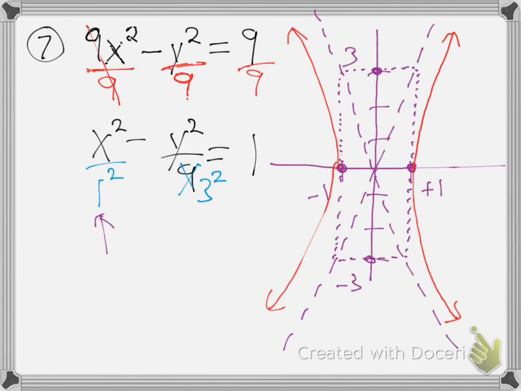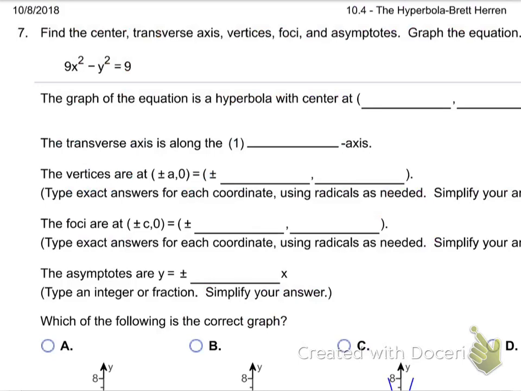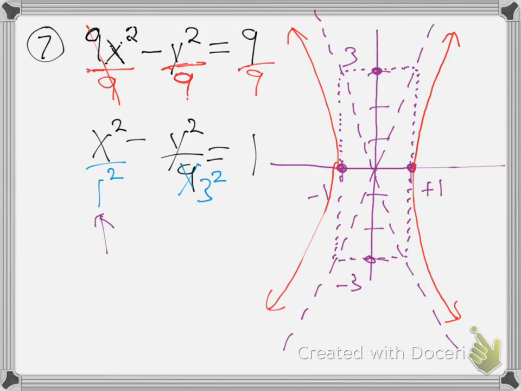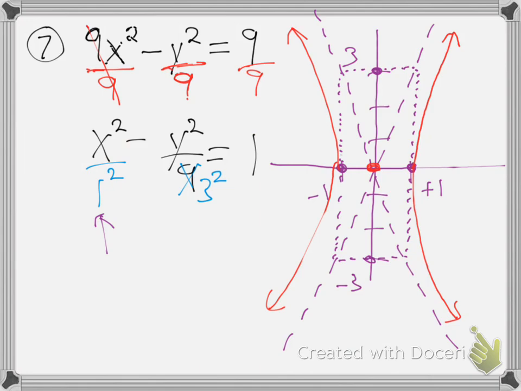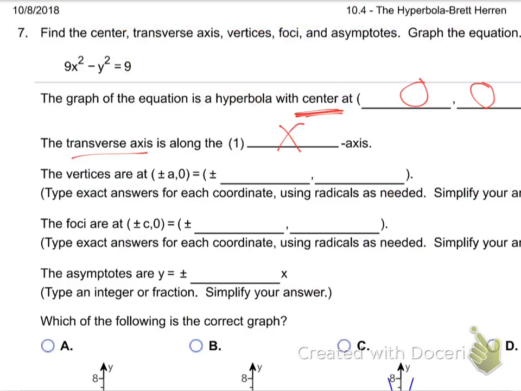Okay, so now let's go back and see if we can answer a bunch of the questions. Here are the questions they're going to ask you. First off, what's the center? The center is just 0, 0. The center of the overall graph is right here at 0, 0. Next question: the transverse axis, this is what Josh was mentioning. The transverse axis is along what axis? X. That just means right, left. Which axis is it hitting? It's hitting the X, isn't it? So that's the X-axis.